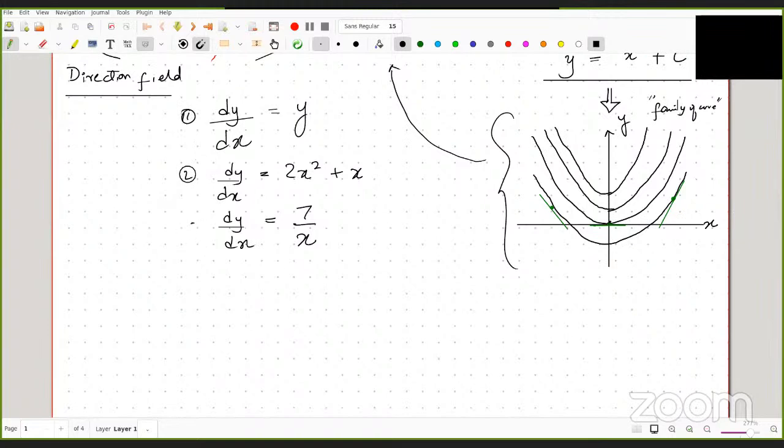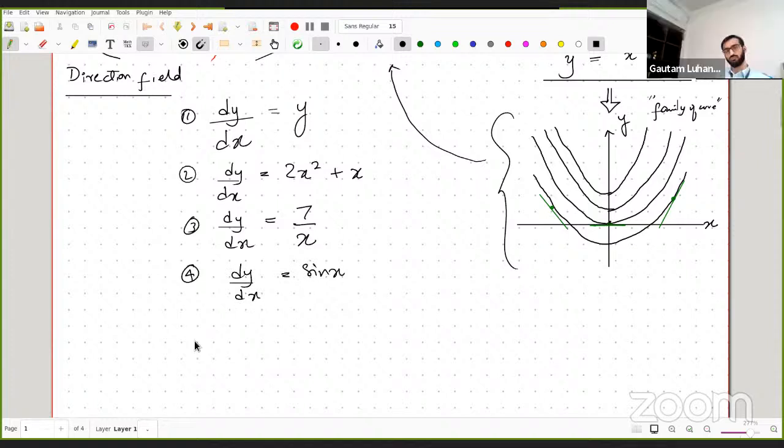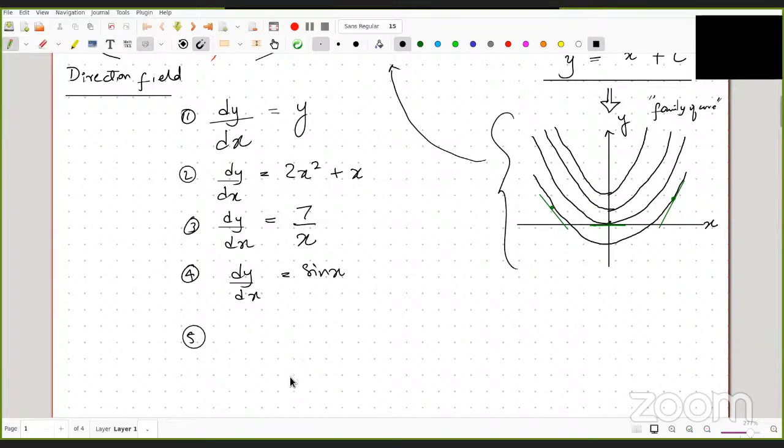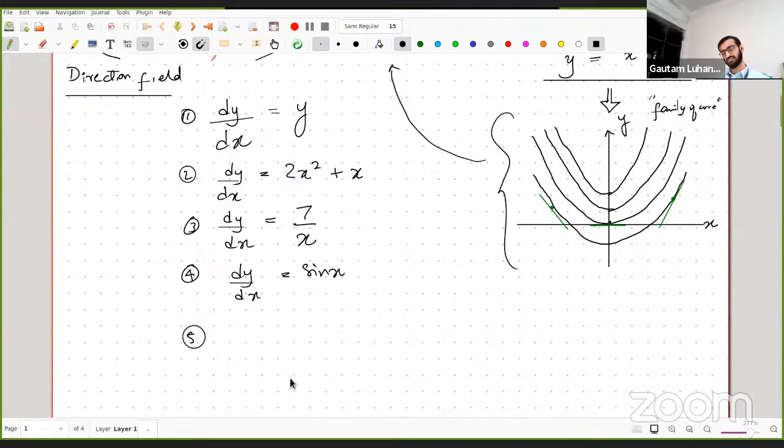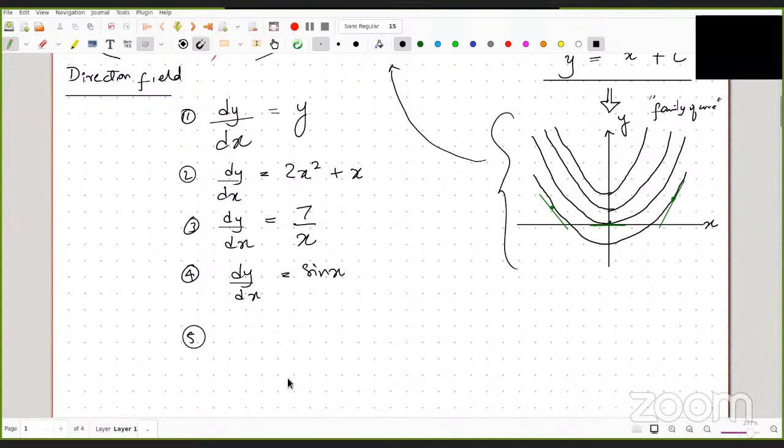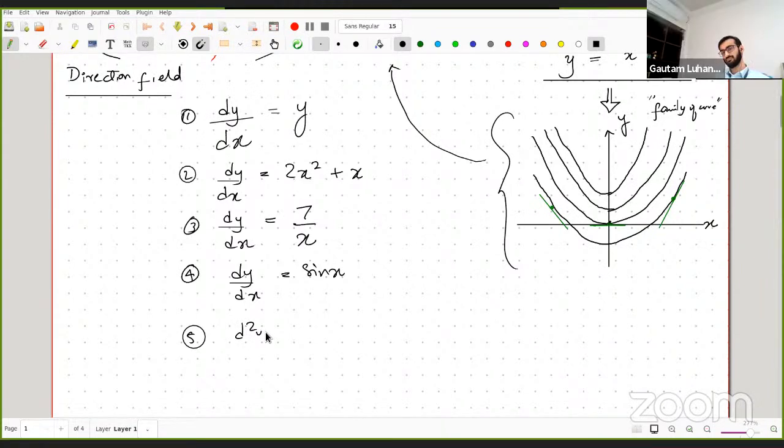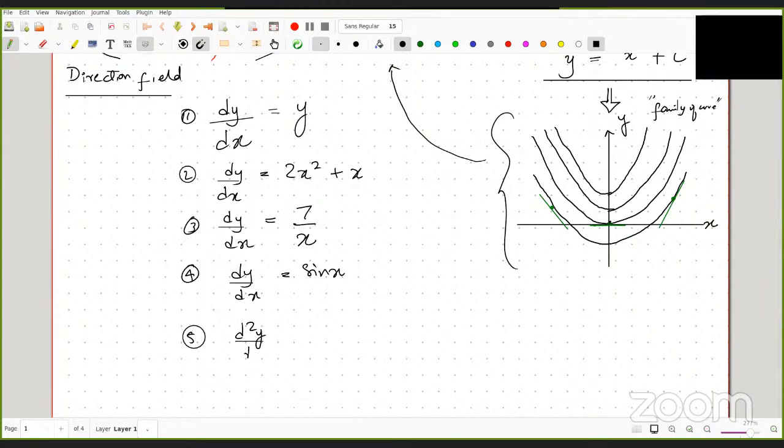dy dx equals sine x. Sure, more. Make it more complex, as complex as you can make it. So d square y over dx squared equals cosine x plus x.